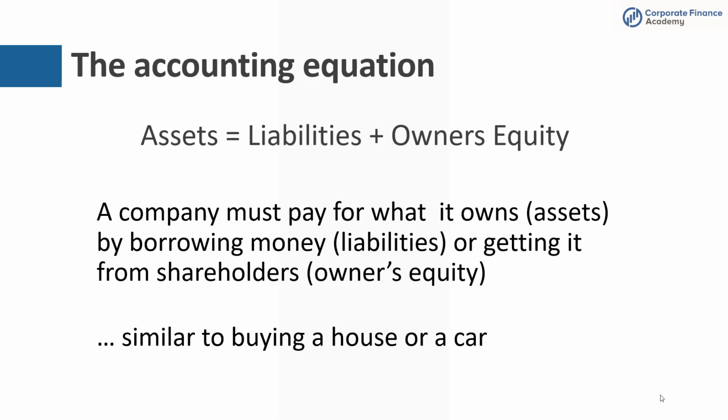So it's kind of like buying a house or a car. If you're the owner, you either pay for it in cash or you go borrow money to pay for the house. And if you borrow money to pay for your house, you have an asset, which is the house you own, but you also have a liability, which is the mortgage you have.